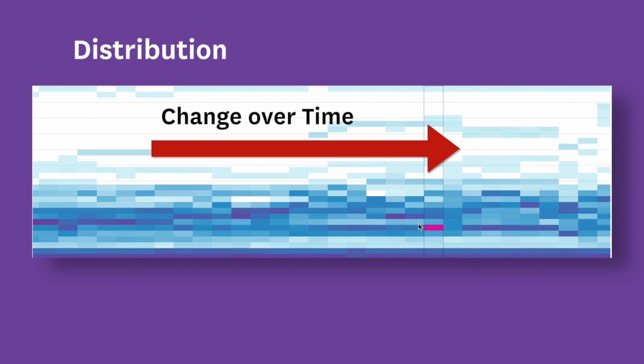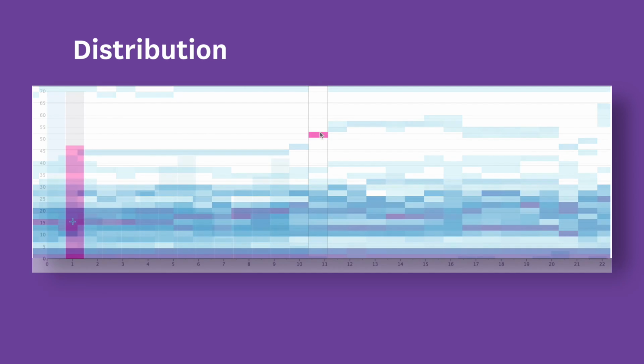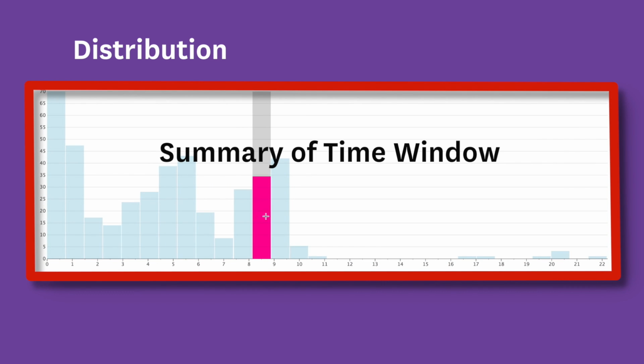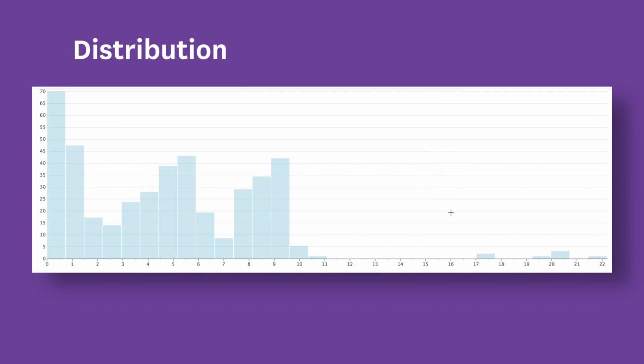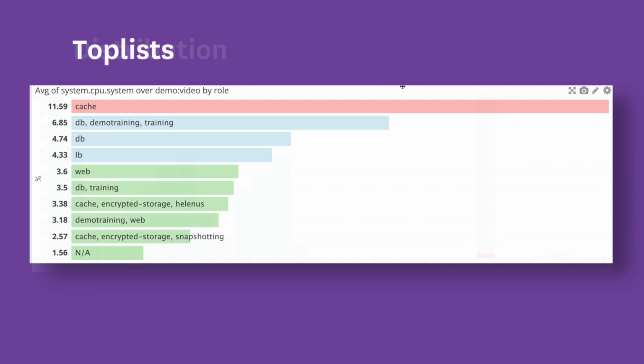The key difference between the two is that heat maps show change over time, whereas distributions are a summary of a time window. Like heat maps, distributions visualize large numbers of entities reporting a particular metric. So they're often used to graph metrics at the individual host or container level. Distribution graphs are great if you want to convey general health or status at a glance, or to see variations across members of a group.